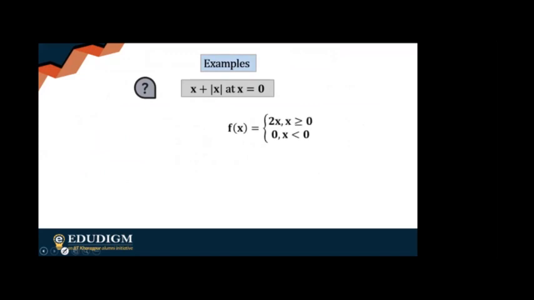Just one example. This is what you have, and this is how the graph will look like. Again, it's a very sharp bending. If you take the right hand derivative, the derivative will come out as 2, whereas the left hand derivative is 0. So obviously this is the point where this is not differentiable. Okay. So I hope this is okay with all of you.